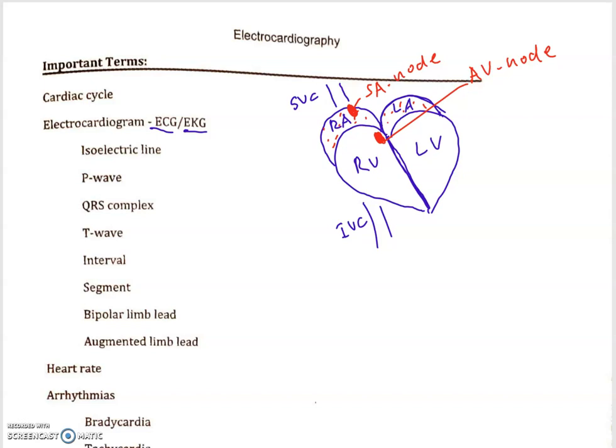We're going to start out going down the bundle of His, which then splits off into two bundle branches. And then we're coming back up here using Purkinje fibers, which are extremely fast conducting fibers. So here, these are the bundle branches. And then here we have the AV bundle, or bundle of His.